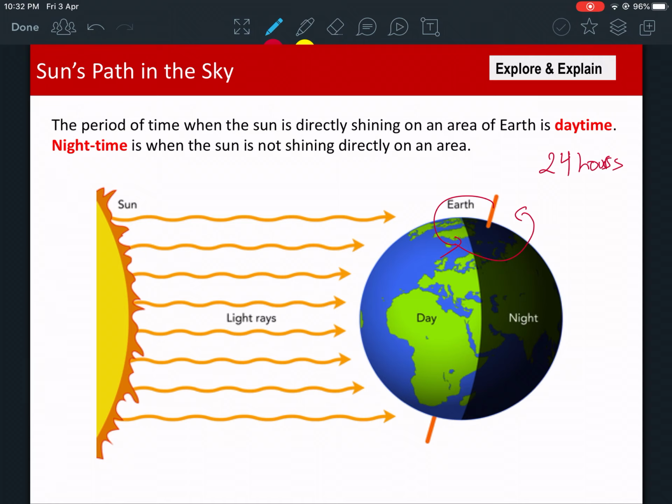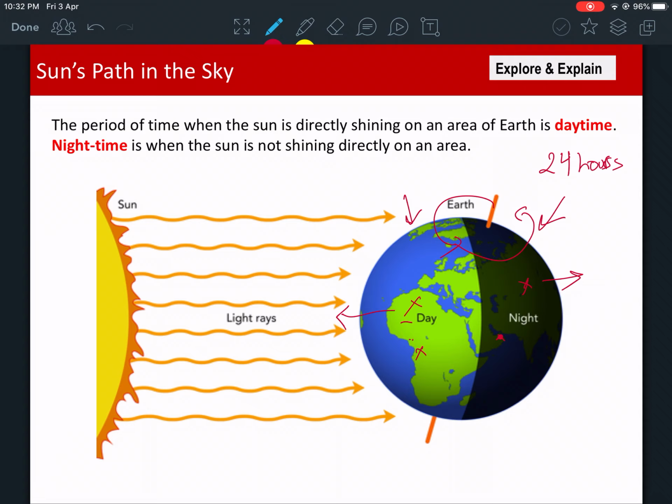What it says here is that the period of time when the sun is directly shining on an area is daytime. So this is daytime and this is nighttime. Why is it night here? Because the Earth is facing away from the sun. Why is it day here? Because the Earth is facing towards the sun. We live here, this is the Emirates, so we probably have nighttime over here. But people who live in Africa, let's say, would have daytime. Why? Because they're facing the sun.